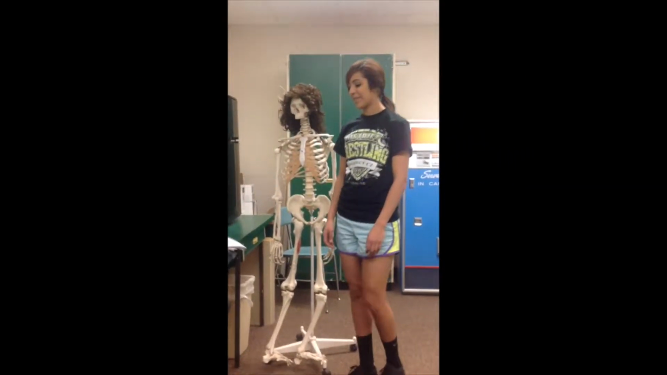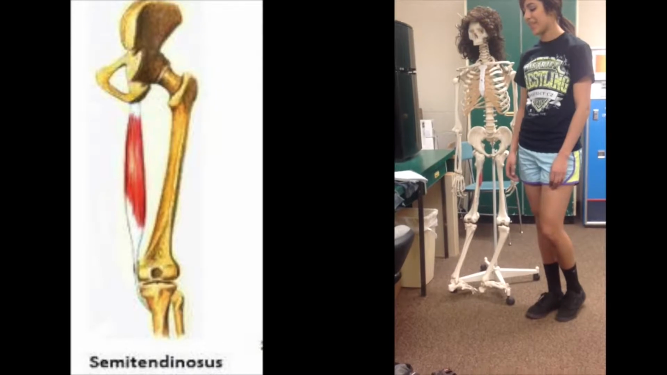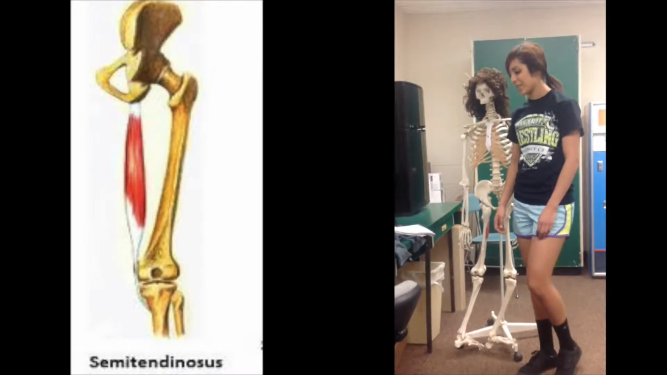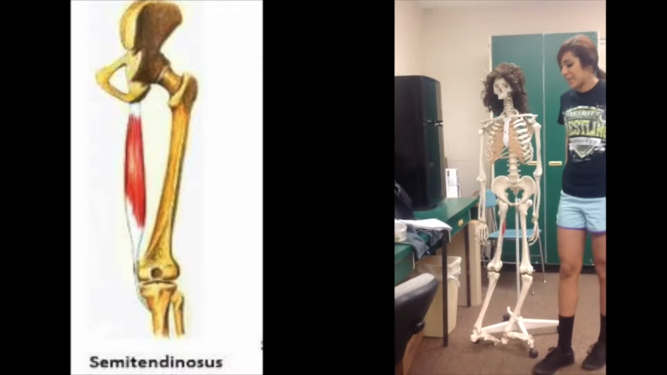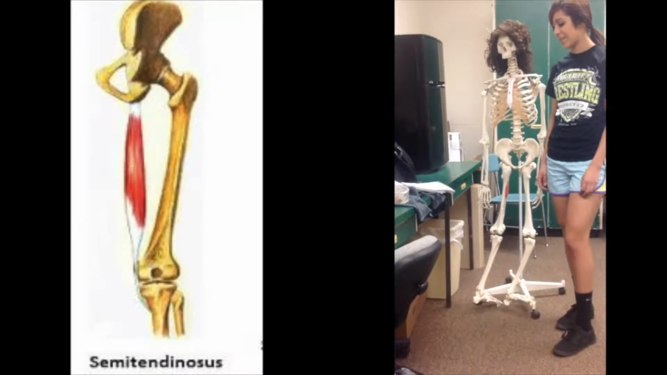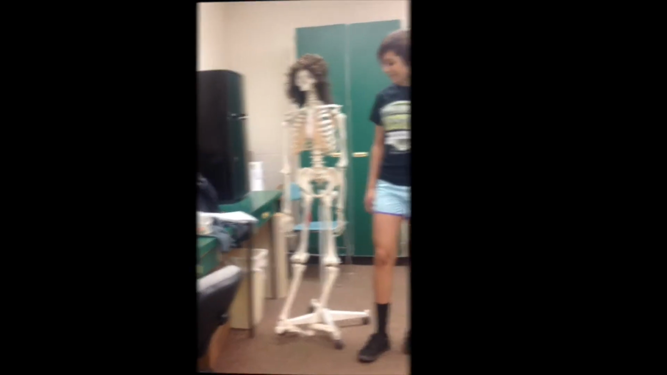I'm going to talk about the hamstring muscle called the semitendinosus. Its origin is at the ischial tuberosity, and its insertion is the medial surface of the tibia. Its action is to flex the knees and hips and abduct and rotate the thigh medially. And its antagonist is the quadricep muscle.